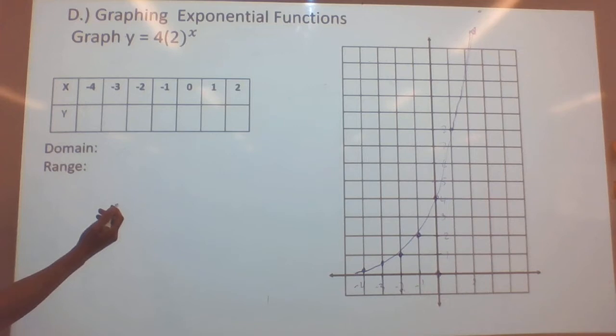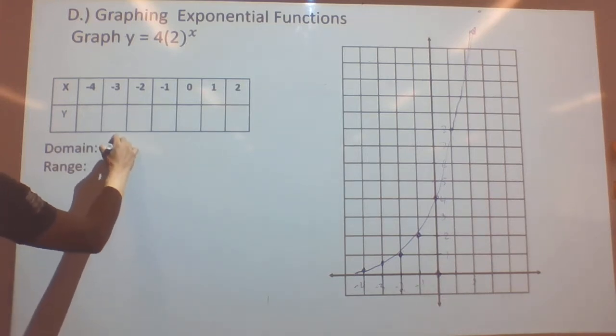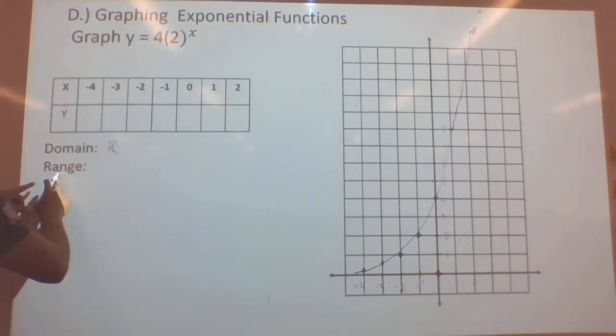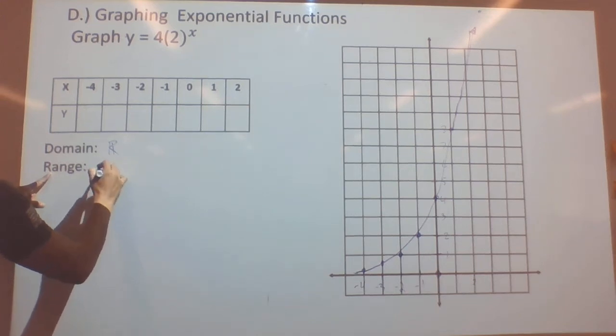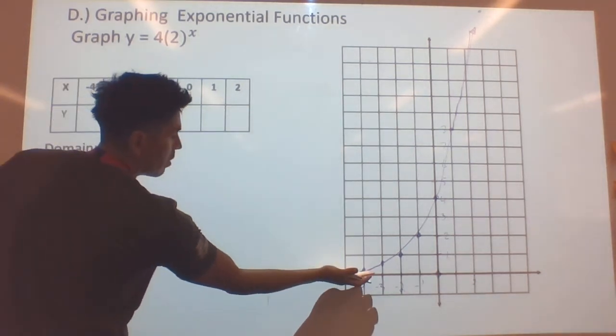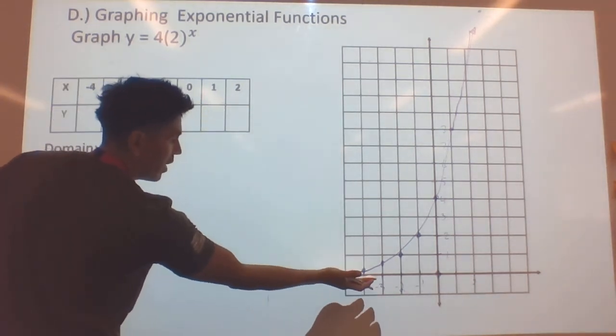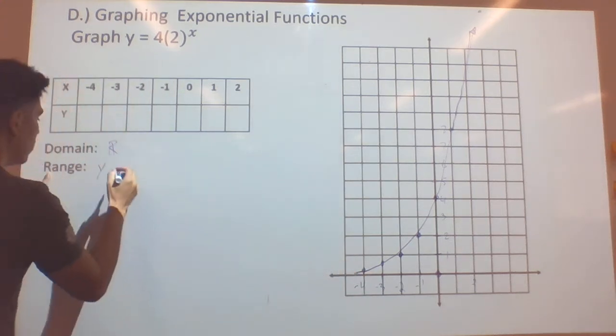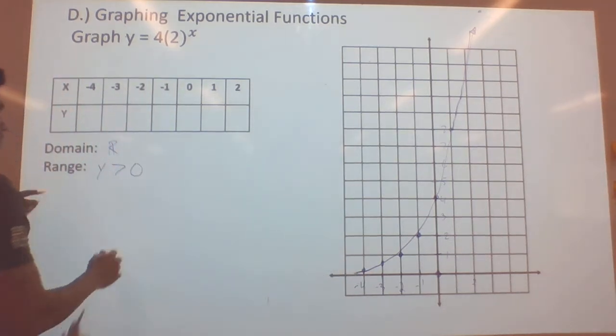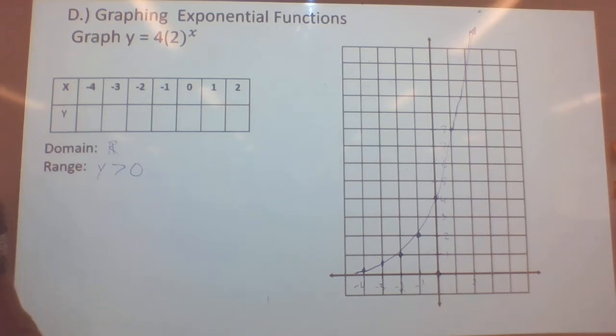Before we finish, domain. So again, domain, we said it was all real numbers. My range, so y is going to be greater than, so again, this is not going to go below the x-axis. So y has to be greater than 0. And there we go.